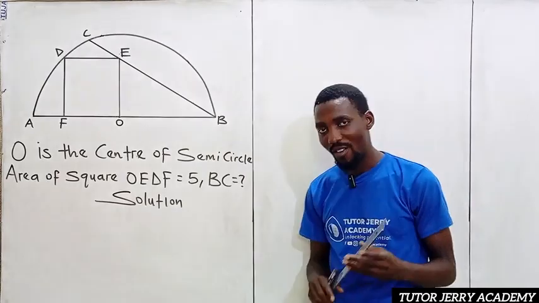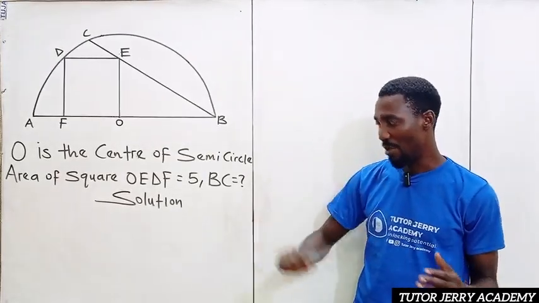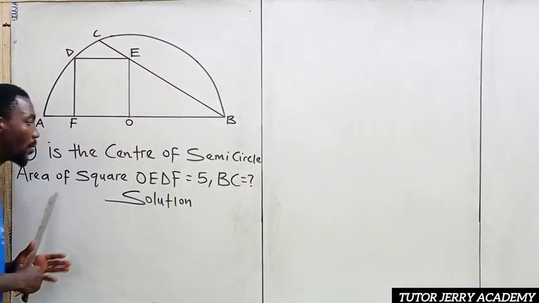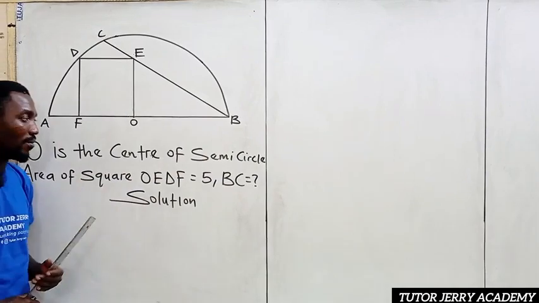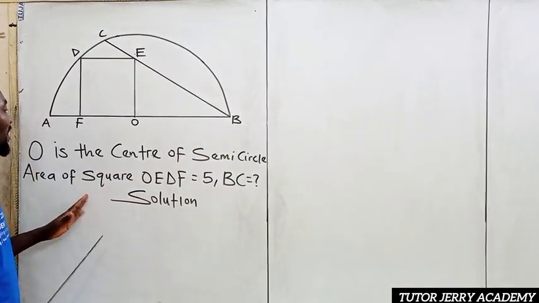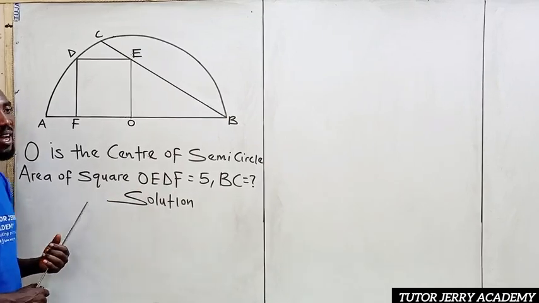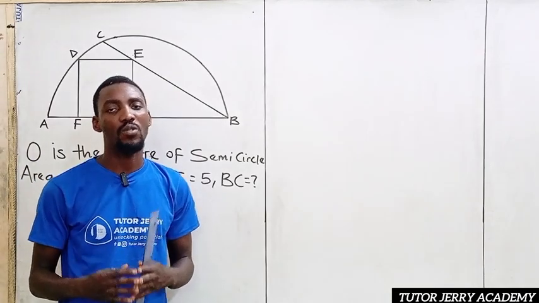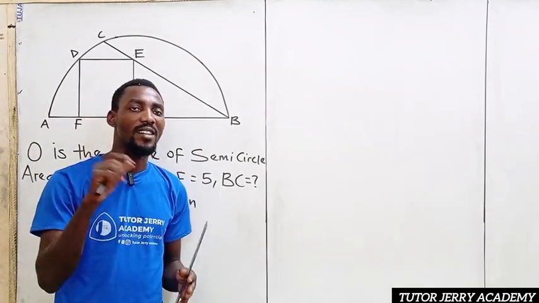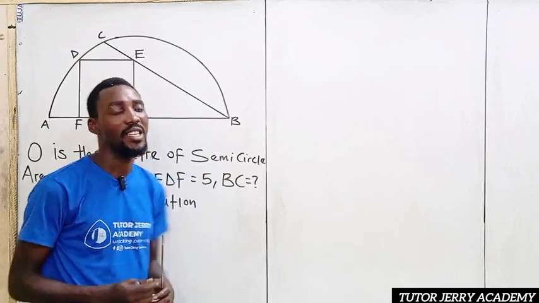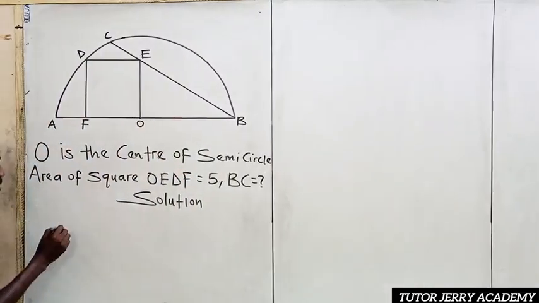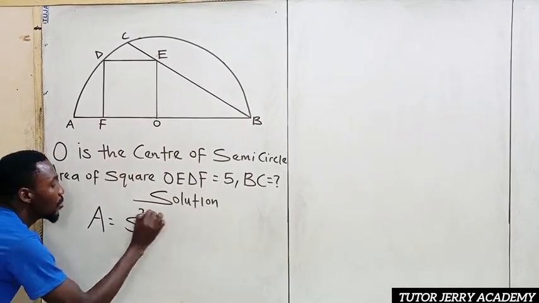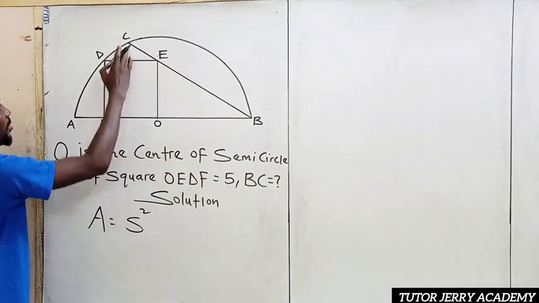Alright, so how do we solve this? Let's go through it. For us to solve this, the first thing we are going to work with is the area of the square. We are given that the area of the square is 5, and we know the formula for the area of a square: the square of just one of the sides. Let's denote the area by A, which equals S squared, where S is one of the sides.